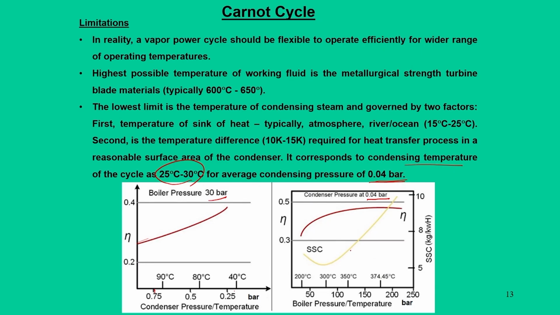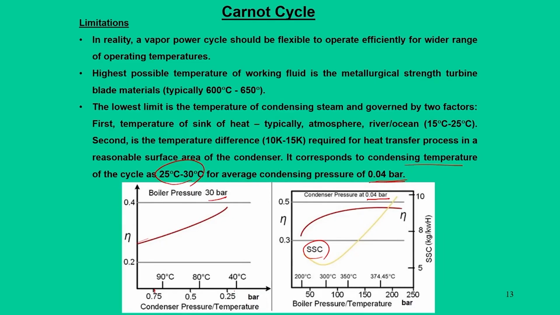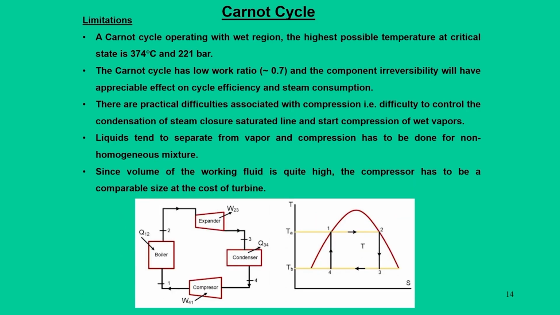Side by side, the specific steam consumption increases if the boiler pressure increases. So, a proper matching has to be done to say precisely what the upper limit of boiler pressure and the lower limit of condenser pressure should be, and it more or less boils down to the range of 30 to 35 bar for the boiler and 0.04 to 0.05 bar for the condenser, which is a reasonable estimate.